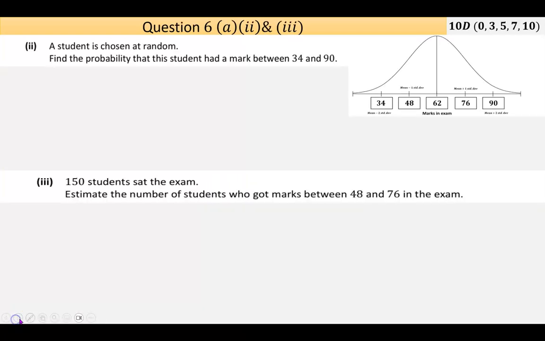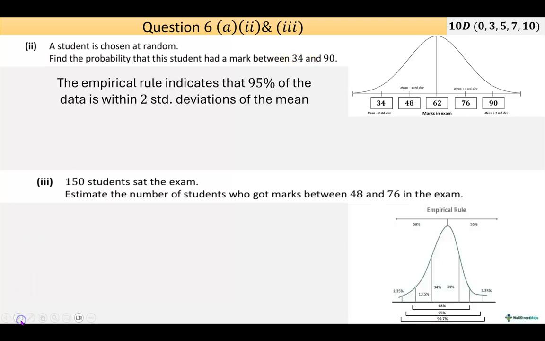Now, part two and three, which are marked together. Part two says a student is chosen at random, which is kind of going into probability. Find the probability that this student had a mark between 34 and 90. Now, the empirical rule kind of states that 95% of the data is within two standard deviations of the mean.